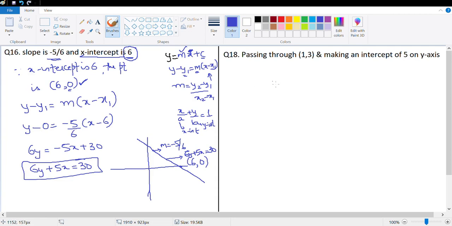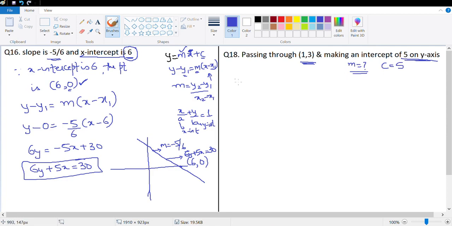Find the equation of a line passing through point negative 0. Oh, sorry, I was reading the wrong question. Find the equation of the line passing through 1, 3 and making an intercept of 5 on y-axis. So now this one is extremely simple. We know that it is passing through 1, 3 and the y-intercept is 5, which means c is given equal to 5, but I don't know the value of m. So let's calculate the value of m.